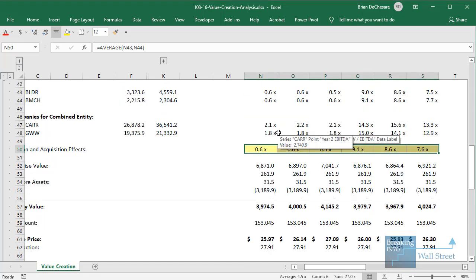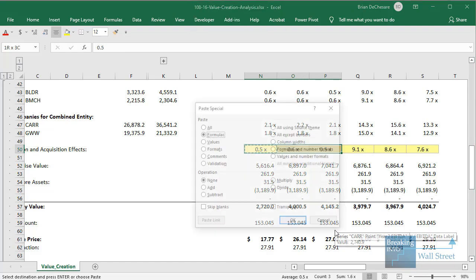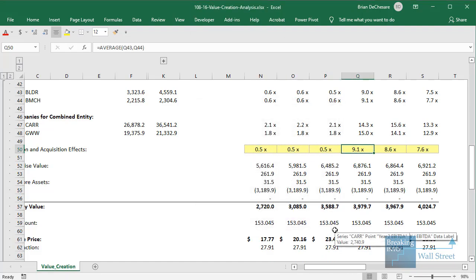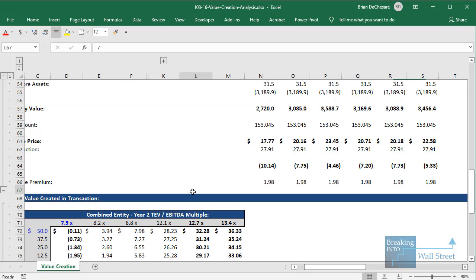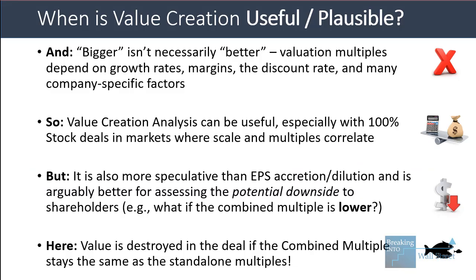shareholders. And of course, if we go lower, let's say that it trades at slightly lower multiples. Let's adjust down the revenue multiple here, and let's adjust down the EBITDA multiples as well. Now we get even more value lost in the deal. So value could also be easily destroyed, and that's something else that this analysis tells you.